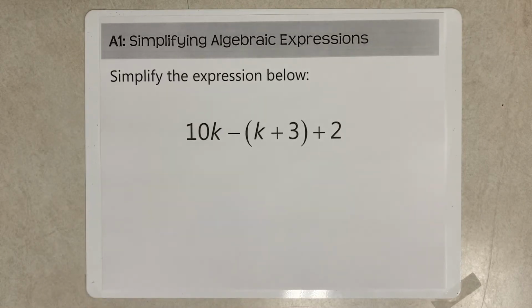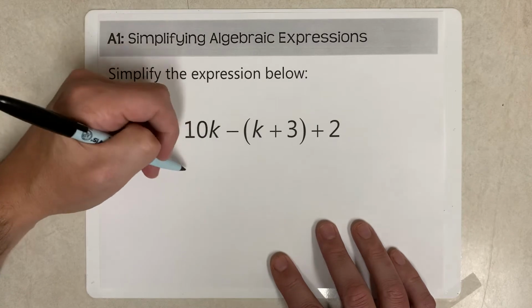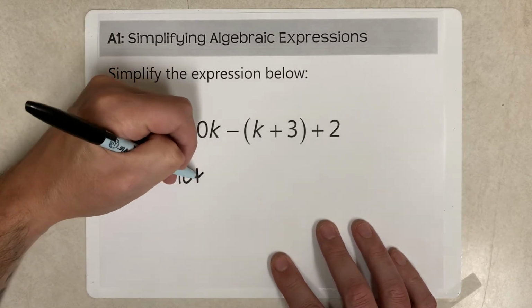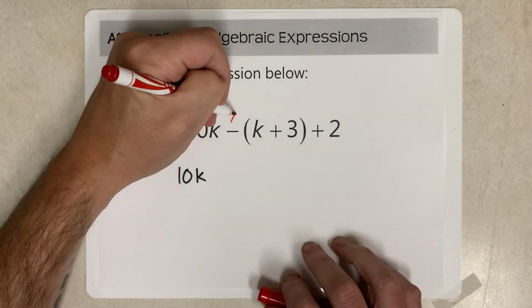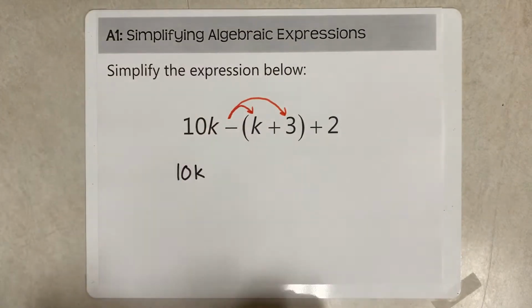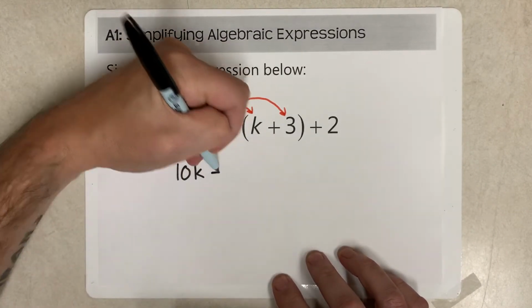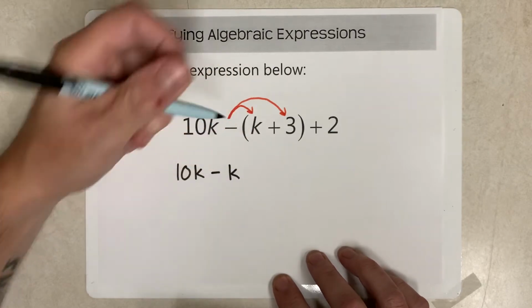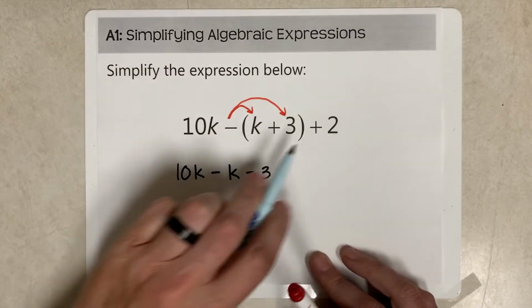All right, this one we have some more parentheses. The 10k is not doing anything, that's just going to come on down. But this negative right here in front of the parentheses is going to change the signs of both of these right there. So I'm going to have a negative k. Remember, negatives and minus are the same thing. Negative 3 minus 3, and then plus 2.